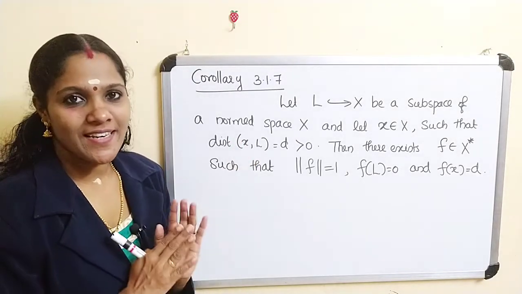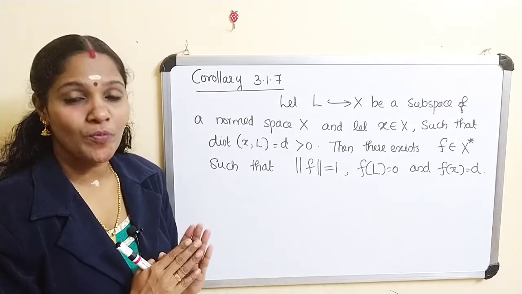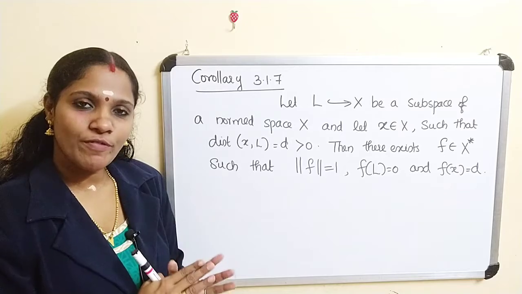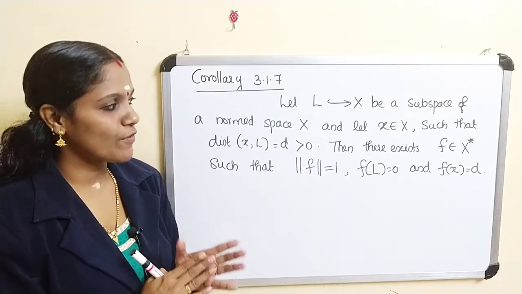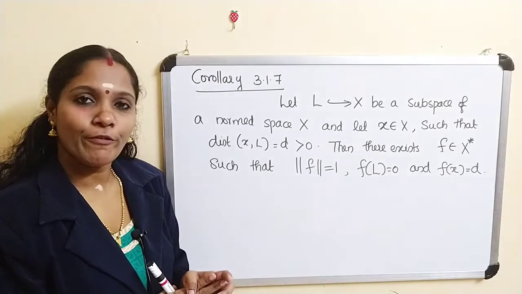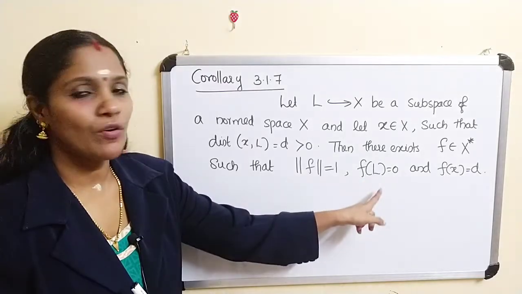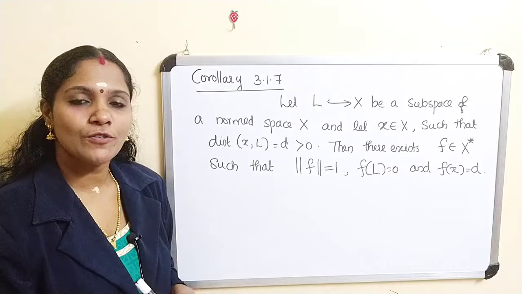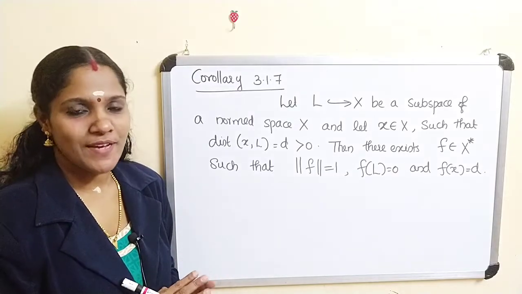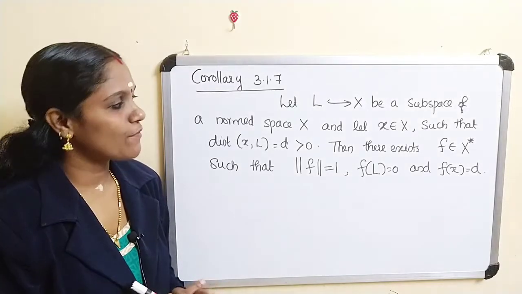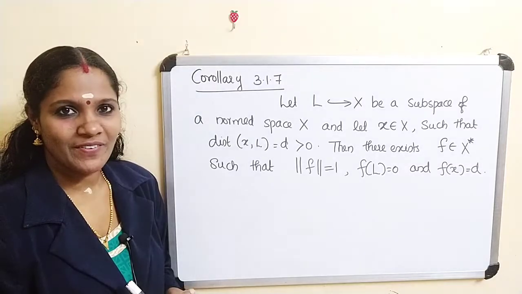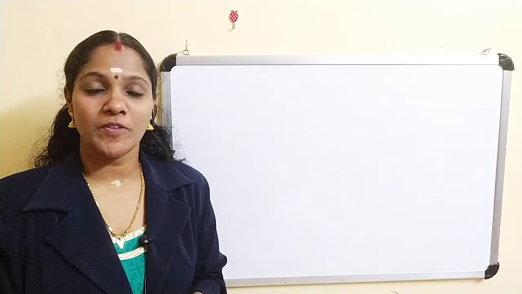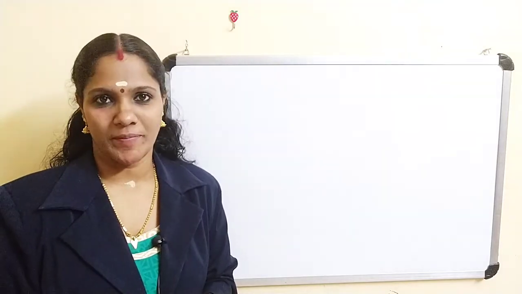Distance between x and L is equal to d, and we have to prove there exists an f belongs to X star such that norm of f equal to 1 and f of L equal to 0, also f of x equal to d. Now what is the meaning of f of L equal to 0? F of L equal to 0 means f of x equal to 0 for every x belongs to L, and f of x must be equal to d, given distance between x and L is equal to d.